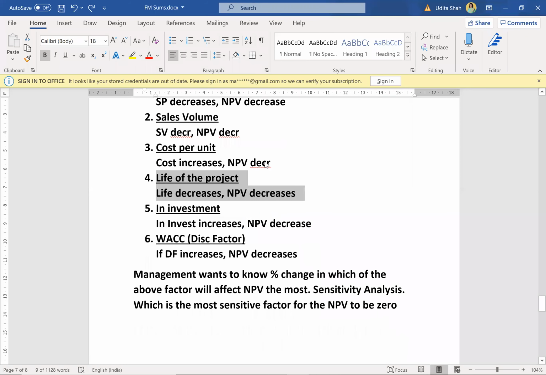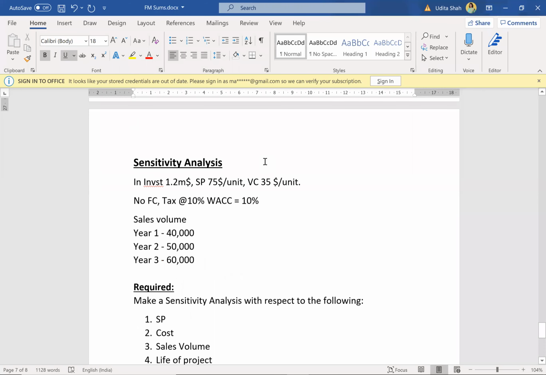Okay. Let us start then. We'll directly start with the sum. And this is a very important sum for a 20 marks question. You can expect this for a 20 marks question. In F9, this was only for objective level questions. Now they will be expecting you to make a sensitivity analysis and submit the report. So with conclusion, we are going to do this.